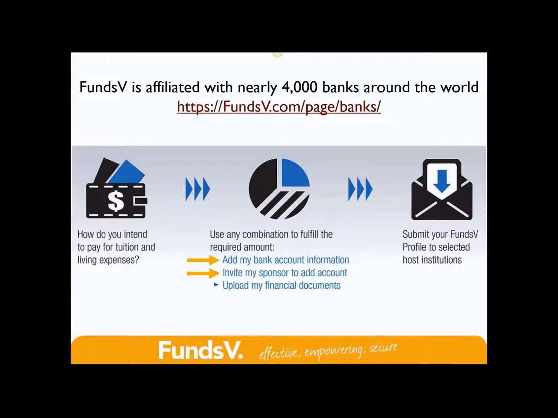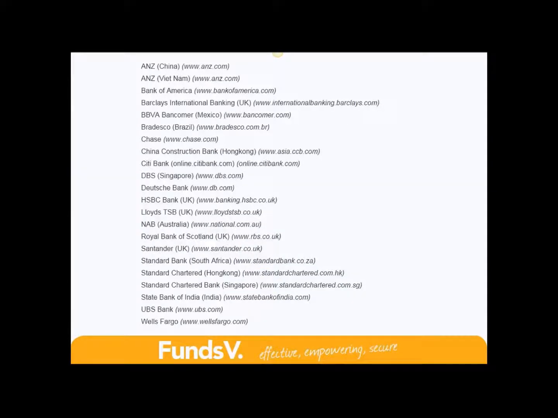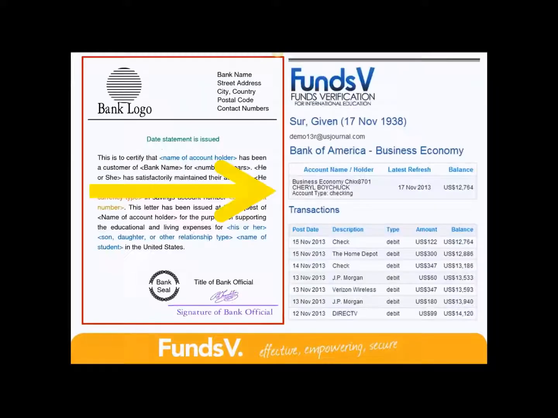And you can always access our most current list of banks via our bank affiliation link that's accessible on every page within FundsV from the lower left corner. So here's a sample of a few of the 4,000 banks within our network from which we can ping accounts with appropriate authorization from the account holder. So you'll see we represent some of the most popular banks in the world, including more than 60 from India alone. So here's our output page there on the right.